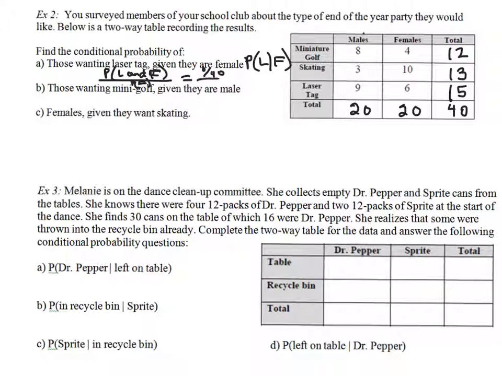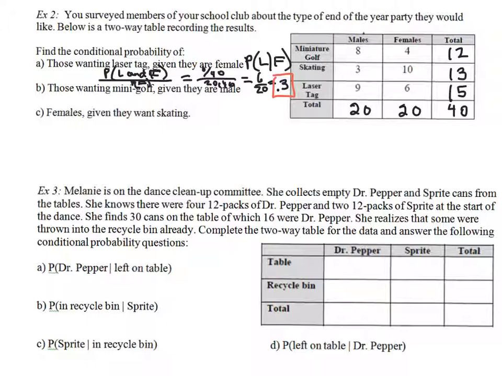I didn't leave much room on this one. Divided by the probability of being female. Well, if I look at my entire female population, that's 20 out of 40. So I'm going to say 6 out of 40 divided by 20 out of 40. Do you see that when we do the keep, change, flip, the 40s are going to cancel? So I see that I'm getting 6 out of 20, or as a decimal, that's going to be 0.3 because it's 3 out of 10. So my answer for that probability, 0.3, kind of squished in there.